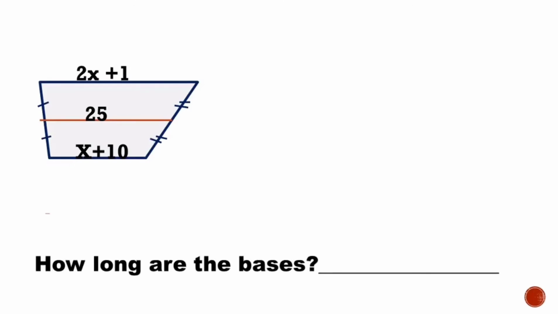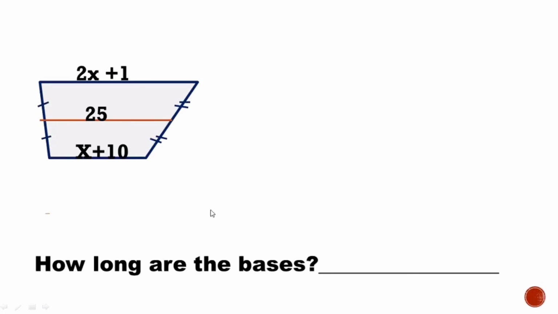Now let's consider another example. Given the figure, based on the markings, 25 is the length of the median. Why? Because based on the markings, the endpoints of this segment are actually the midpoints of the legs. Similar markings indicate congruent parts. So that means these points are the midpoints of these segments.